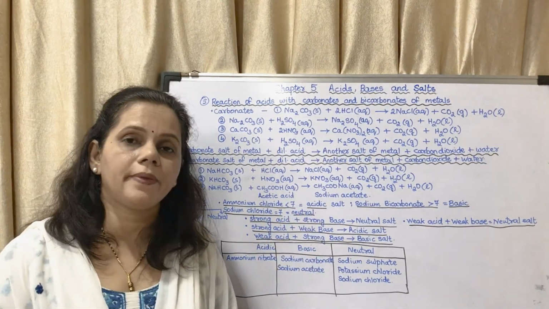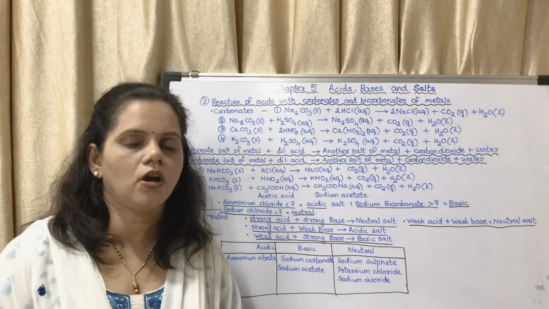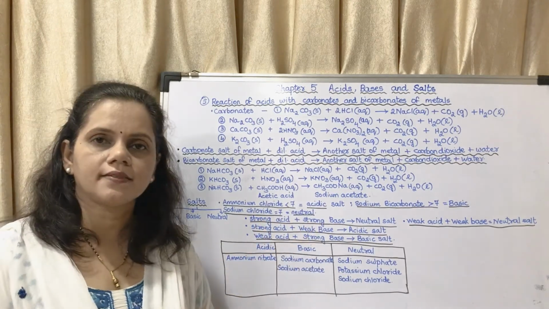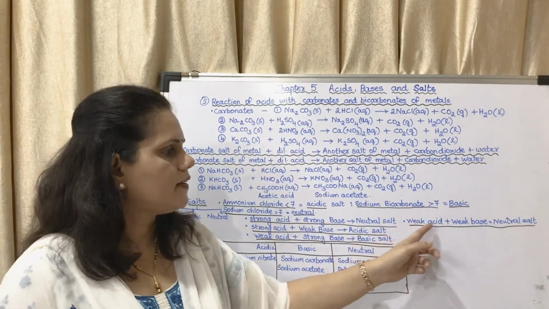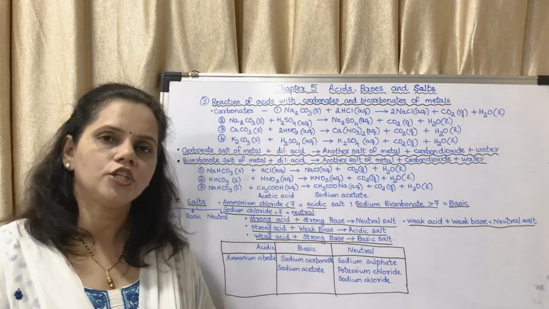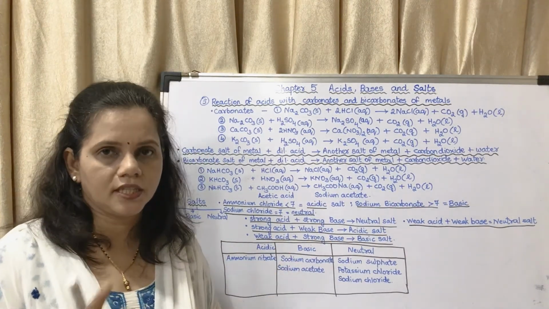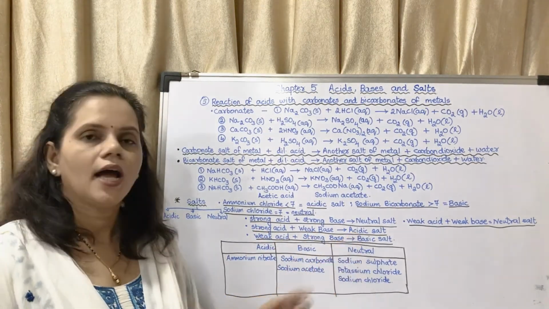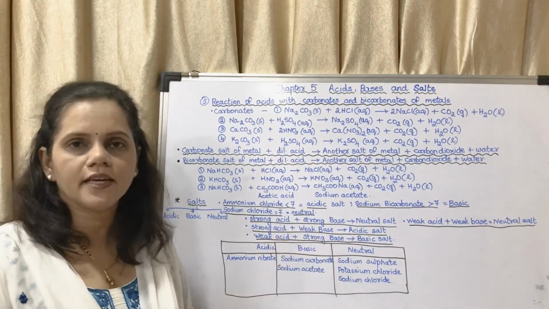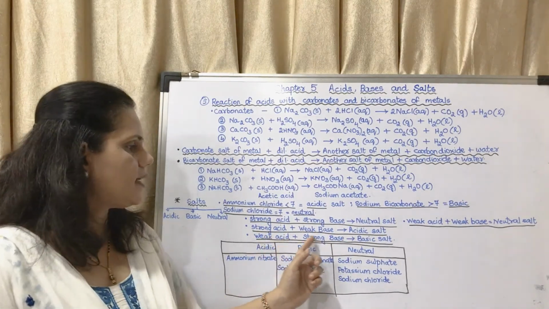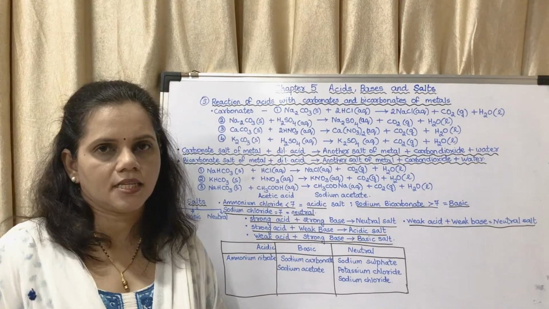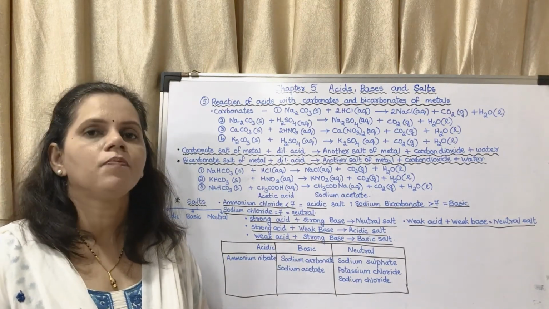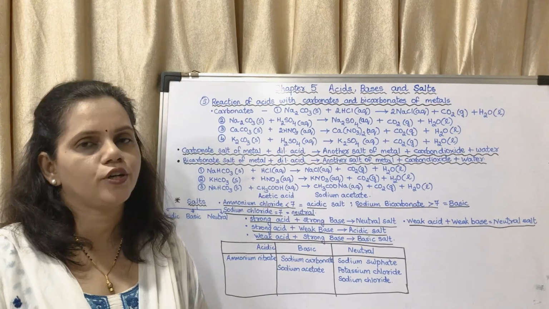Now how can you prepare a neutral salt, an acidic salt, or a basic salt? Strong acid plus strong base will give you a neutral salt, and weak acid plus weak base will give you a neutral salt plus water. I haven't written plus water here. Strong acid plus weak base will give you an acidic salt. Similarly, weak acid and strong base will give you a basic salt. This you may write in your textbook. It has not been given directly, so you may write it there so that it will be easy for you to understand.